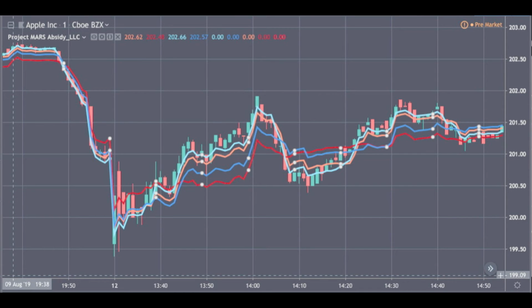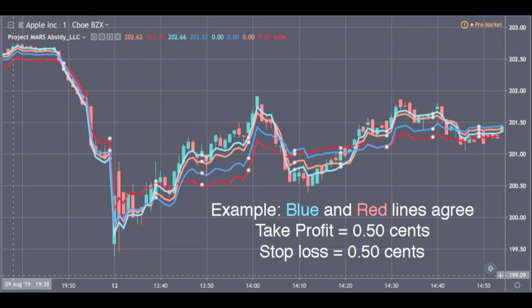So let's look at the 1-minute chart of Apple for one trading day on August the 12th of 2019. In this instance, again, we're going to keep our risk to reward ratio 1. For the purposes of this demonstration, we're going to have a take profit of 50 cents and a stop loss of 50 cents for Apple.